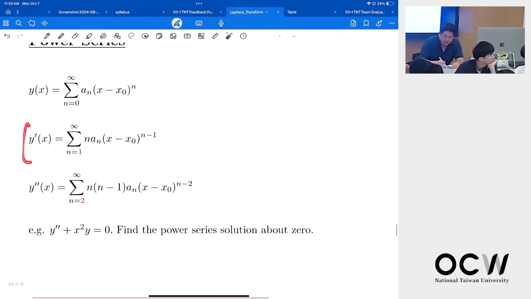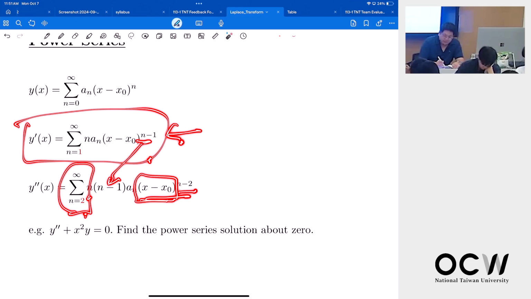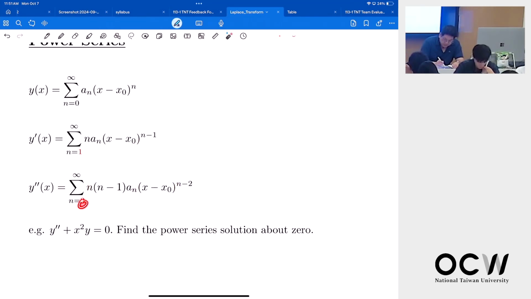Then I take the derivative of this y prime. When I take the derivative, I have n times (n minus 1), and the exponent becomes n minus 2. And of course, my n is from 2 to infinity rather than 0 or 1, because if you put 0 here, there'll be all 0. If you put 1 here, it is 0, so it's still 0. It is not necessary to put 0 here. So the term should be from 2 to infinity.